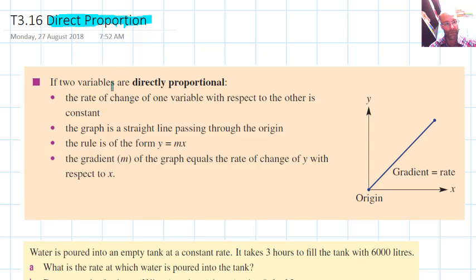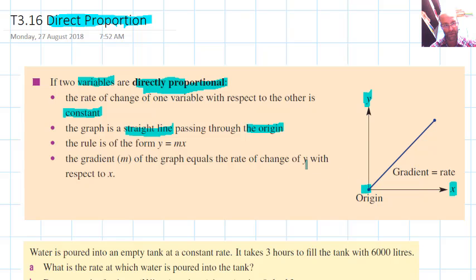Okay, so if two variables are directly proportional, now remember variables are things that can change, and variables are x and y, things we can plot on an axis system. If two variables are directly proportional, the rate of change of one variable with the other is constant. So as one changes, the other changes in the same way. The graph is a straight line. It passes through the origin.